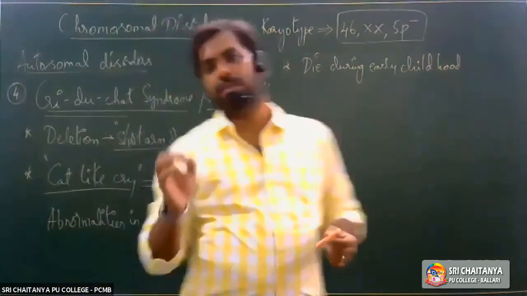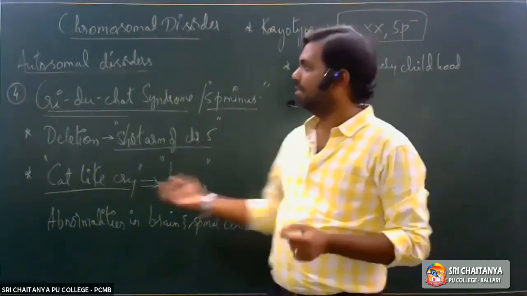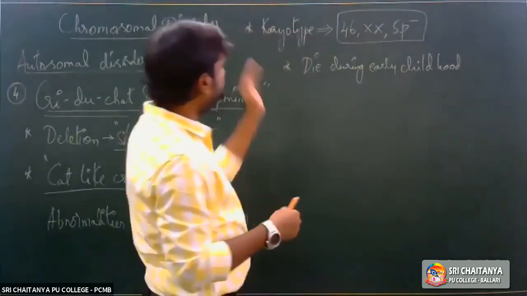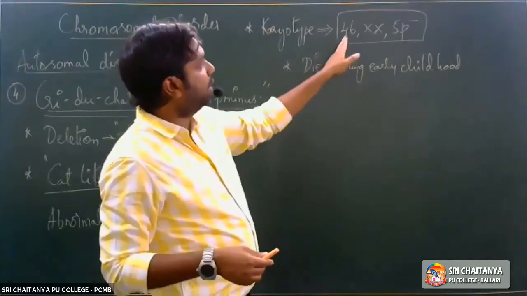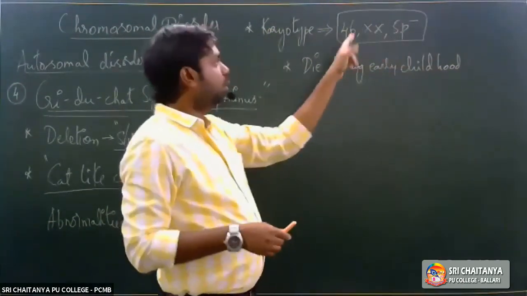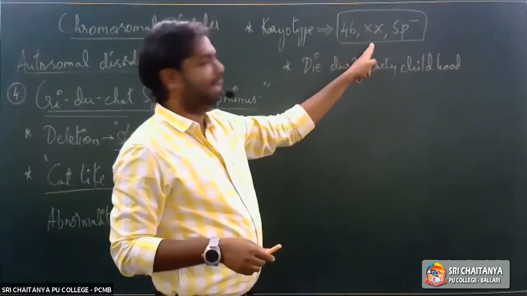Therefore, this disorder is termed as cat-like cry, or it is also called Cri-du-chat syndrome. Right? So how do we designate the karyotype of this? Karyotype is designated as 46XX 5p minus, indicating that the chromosome number is constant, 46 chromosomes. It could be seen in both males as well as females.